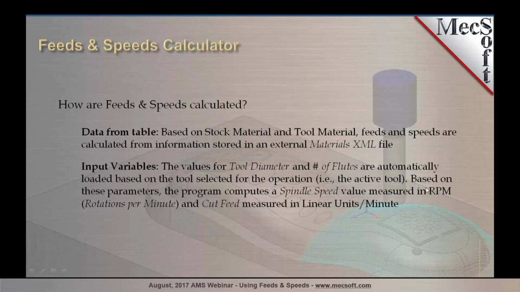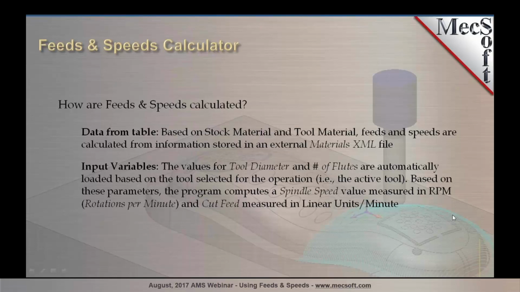The second set of parameters that need to be used for calculating feeds and speeds are the input variables in terms of the tool diameter and the number of flutes. And Uday walked through this as well when we were first talking about defining and creating your own tool library, and he'll cover that in a little bit more detail. So based on the tool diameter and the number of flutes, the system then uses all of these parameters combined to calculate a spindle speed, which is measured in RPM, and a cut feed, which is based on the units you're working in, whether it's inches or millimeters.